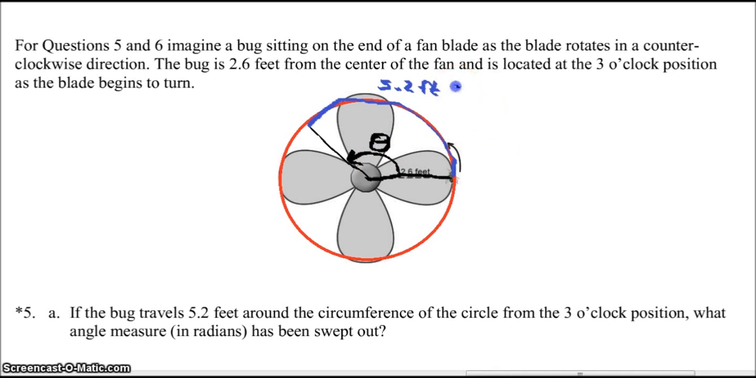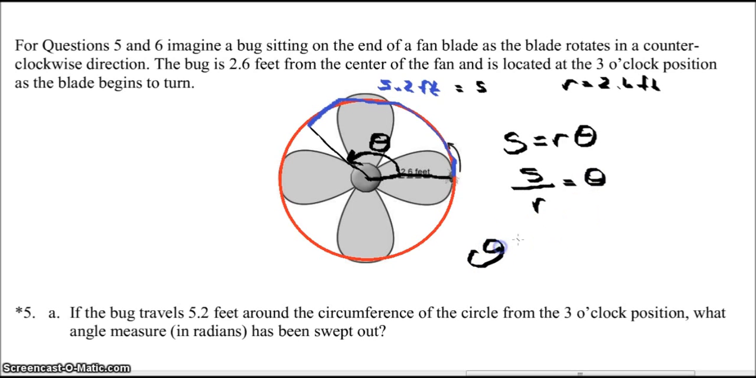Notice that we have an arc length, s. We have a radius, 2.6 feet. And we're just looking for our angle theta. And we know that s equals r theta, where theta is measured in radians. And so s over r equals theta. That means theta equals 5.2 feet over 2.6 feet, which is 2 radians.